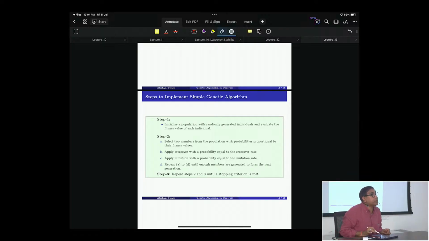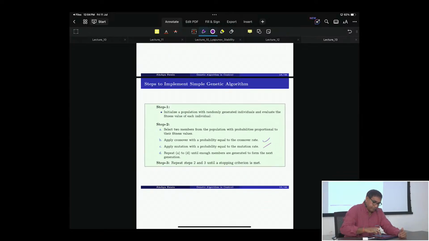Select two members from the population, two solutions, with probabilities proportional to their fitness values, apply the crossover operation and the mutation operation, and do it. Repeat.